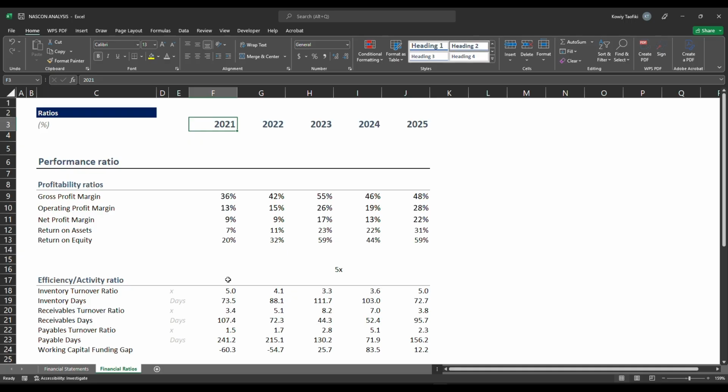One of the things we can also do is basically to benchmark it against the industry. Those companies operating in the same industry, what is the average days in relation to the inventory, receivables, and payables? What is the average days they are taking for this particular ratio for each line item? Then you can benchmark this against NASCON Allied Industries Plc.